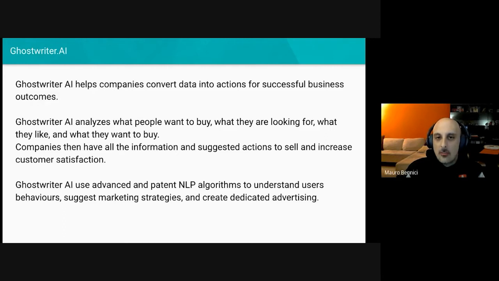We see if they are happy, if they are not happy, if they want some assistance, if they need to buy something, and all of this is used to create advertising and hints to support the marketing process. So the idea is to collect data, analyze this data, and provide hints and suggestions, arriving in the last year at automatically creating text and advertising.